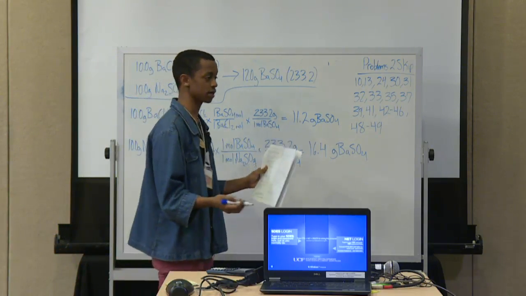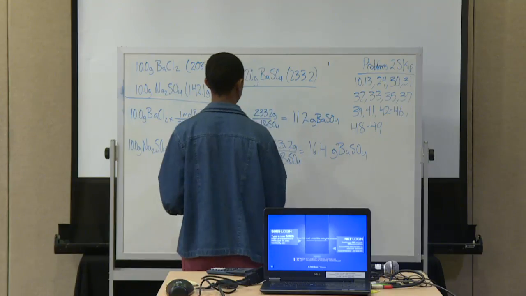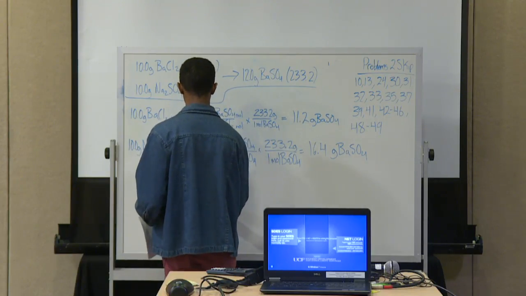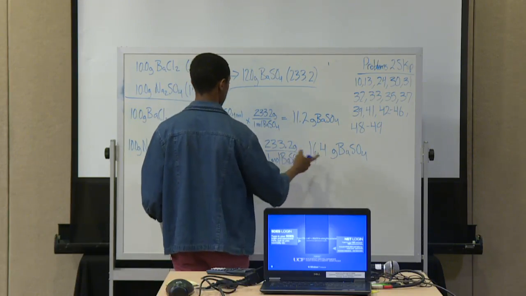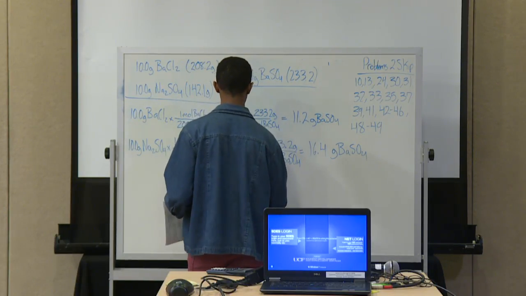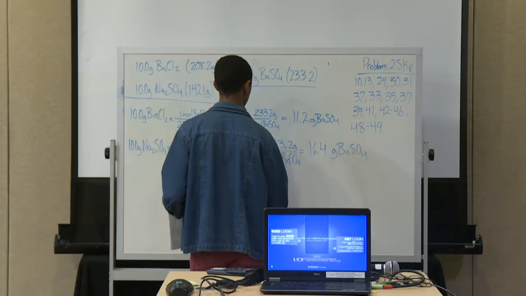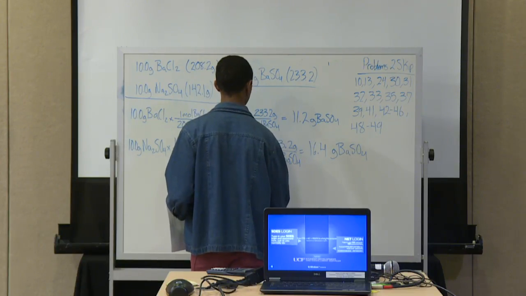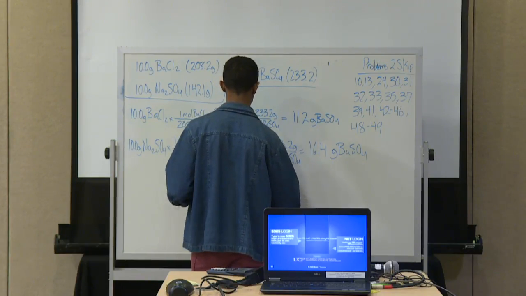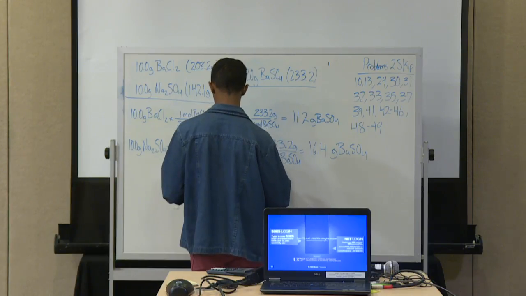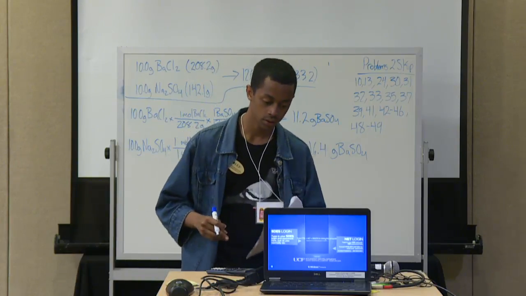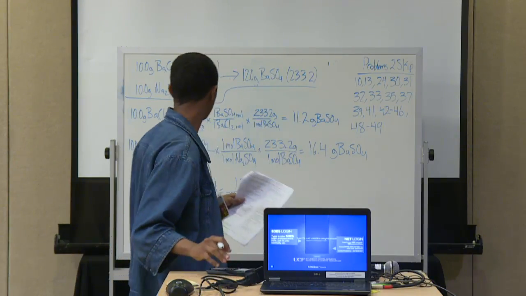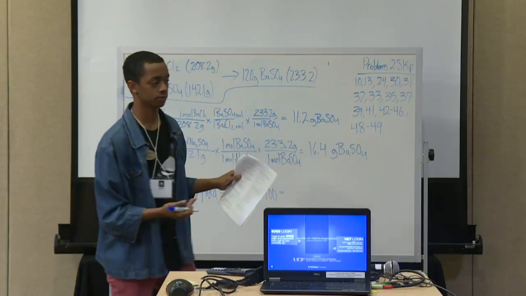And we said percent yield is the actual over theoretical times 100. So percent yield is actual over theoretical, and the actual was 12 grams. And the theoretical was 11.2 grams times 100 equals... it's something over 100%, right?